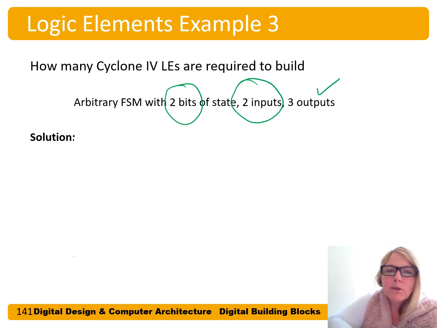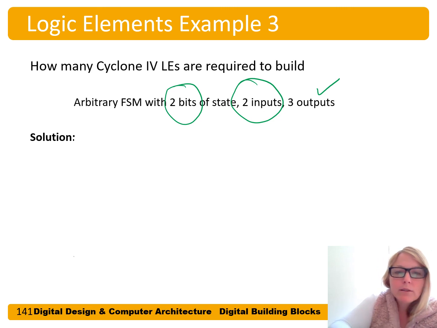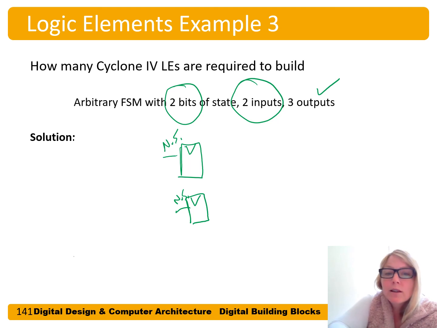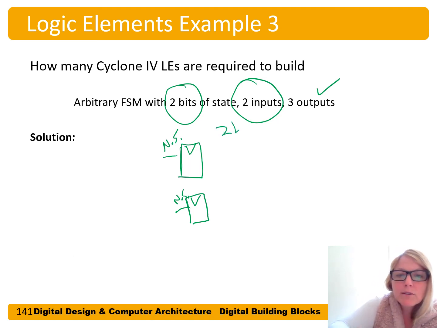Well, 2 bits of state. We know each logic element has just a single flip-flop, a single 1-bit register. And so just for the bits of state, we're trying to figure out the next state. Well, we know already that if we need 2 flip-flops, we're going to need 2 logic elements. So there's 2 of our LEs.